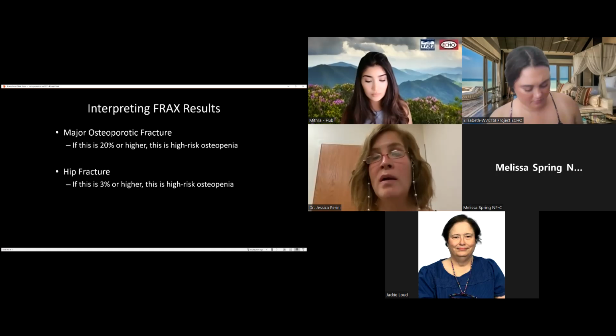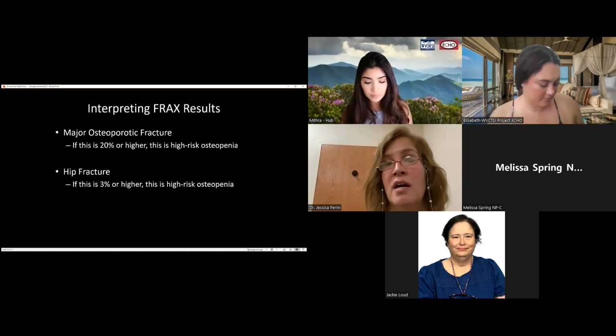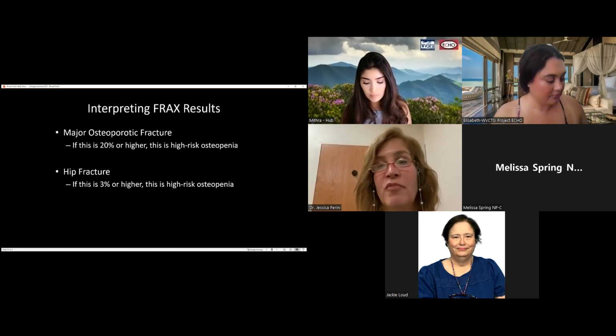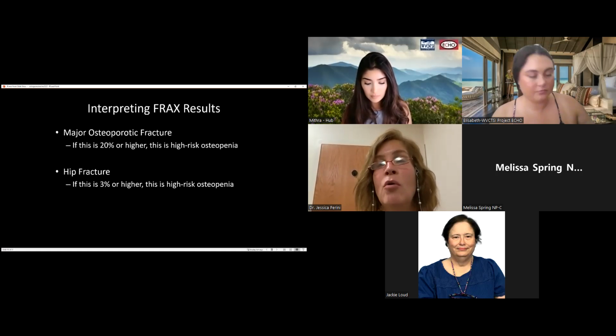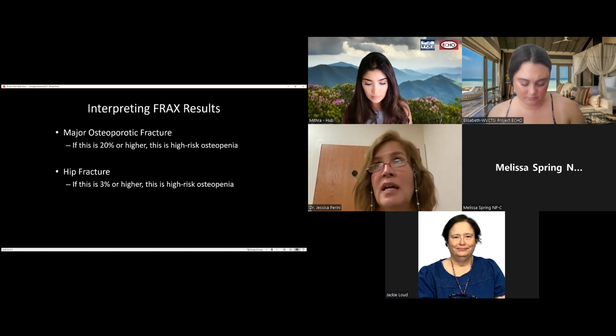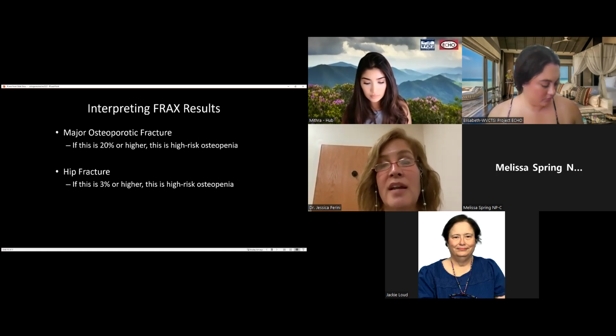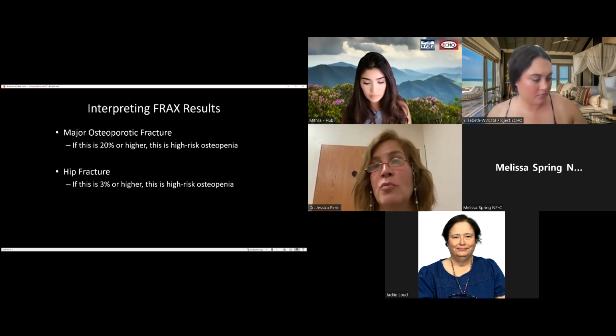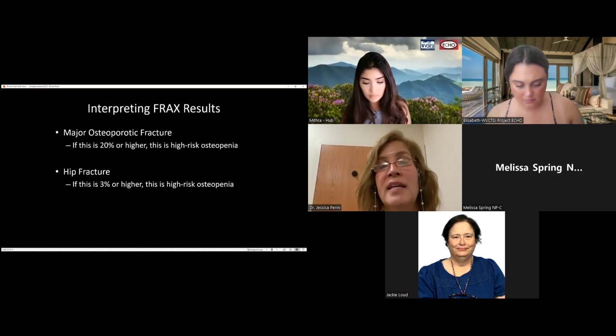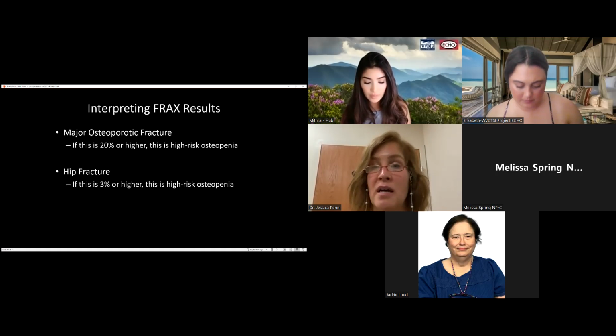Next slide, please. Okay, remember that there were 2 lines. Major osteoporotic fracture was a certain percentage, and the hip fracture was a certain percentage. So you need only one of these to be bad to indicate that this patient has high-risk osteopenia. So if the major osteoporotic fracture percentage risk of a fracture over 10 years is 20% or higher, that is high-risk osteopenia. If the hip fracture one says that their 10-year likelihood of breaking their hip is 3% or higher, that's considered high-risk osteopenia. Either one of these qualifies, and they need to be treated for their fragile bones.